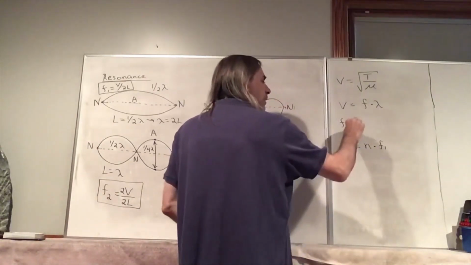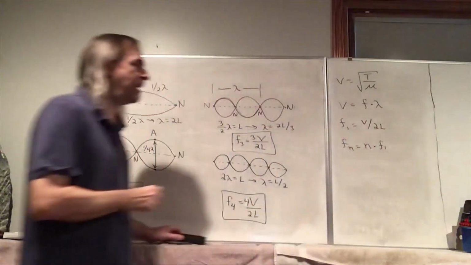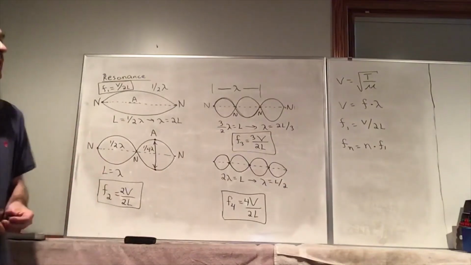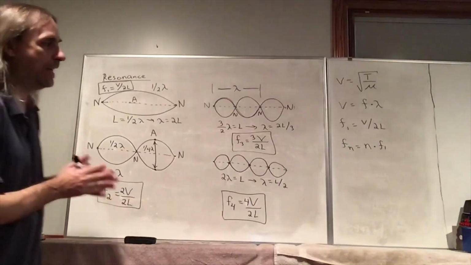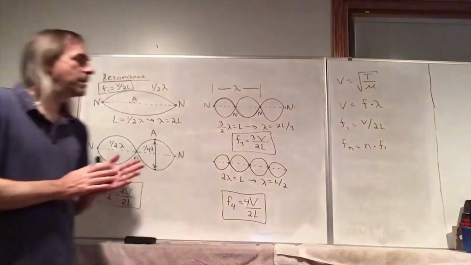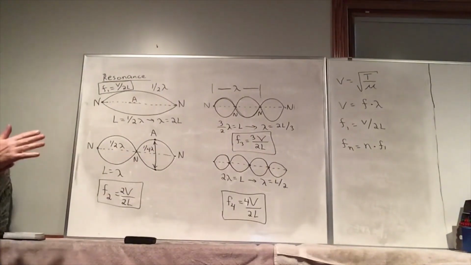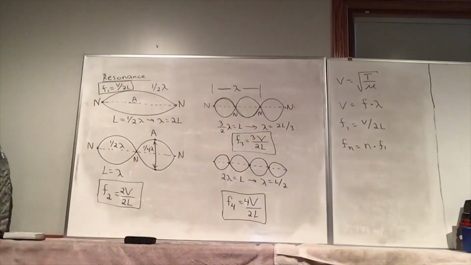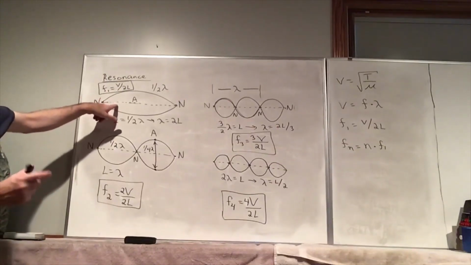So F1 is V over 2L. V is the speed of the wave, so we have some given system in mind, where V is the speed of the wave, and L is the length of the string. So we can find the fundamental frequency from the formula, and then just plug in whatever n value you want. That's another resonance.